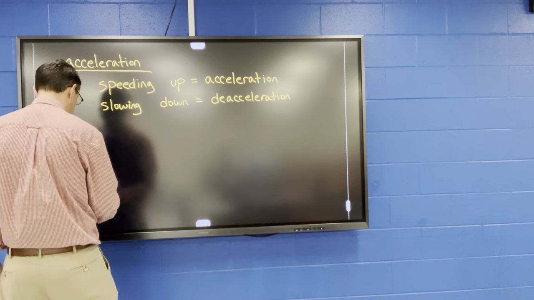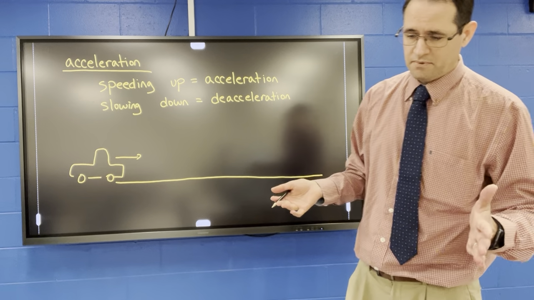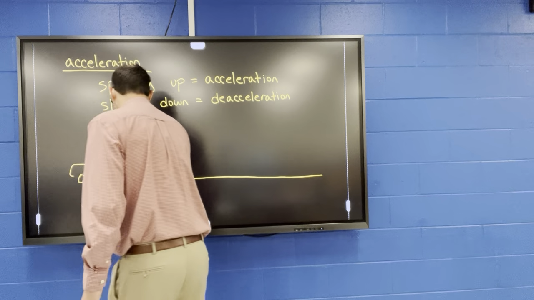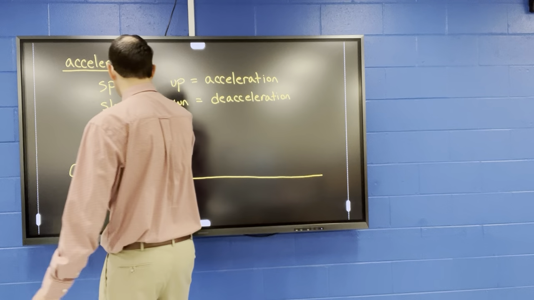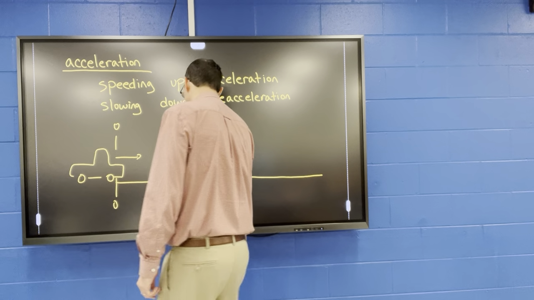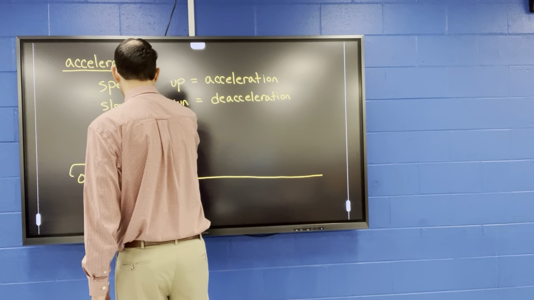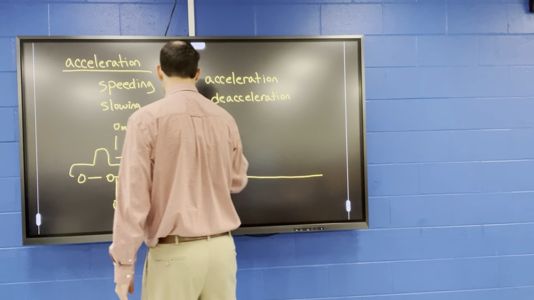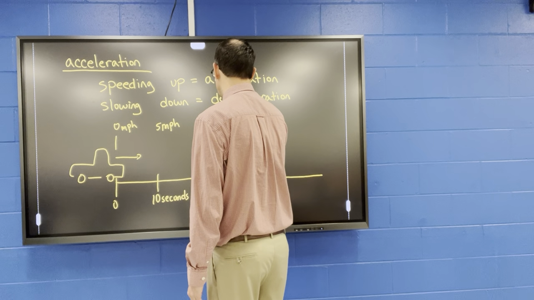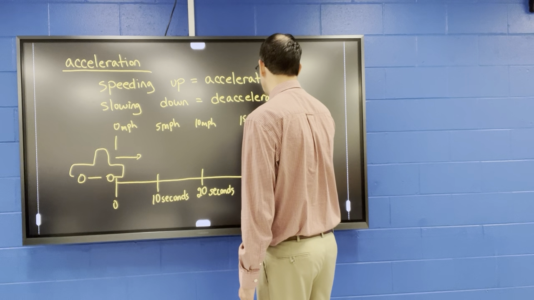So if we have our car once again, we're traveling in this direction. Let's pretend we're at a stop light and the light turns green and it's our turn to go. And so you press on the gas. So at time zero, your speed is zero. And let's say after 10 seconds, your speed is 5 miles per hour because you're starting to go. After 20 seconds, your speed is now 10 miles per hour. After 25 seconds, let's say your speed is 15 miles per hour.